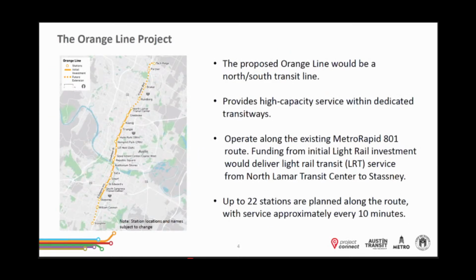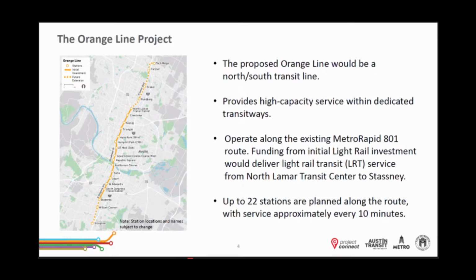So the Orange Line is defined as light rail transit operating in a dedicated transit way all the way from Tech Ridge Park and Ride in the north to just north of Slaughter Lane in the south end of the corridor. Up to 22 stations are proposed along the route, and service would operate approximately every 10 minutes.